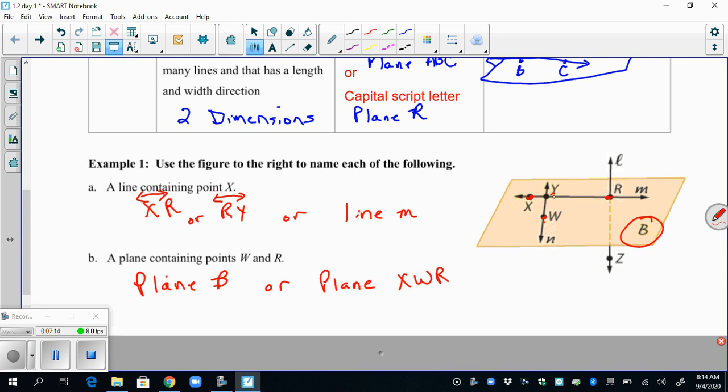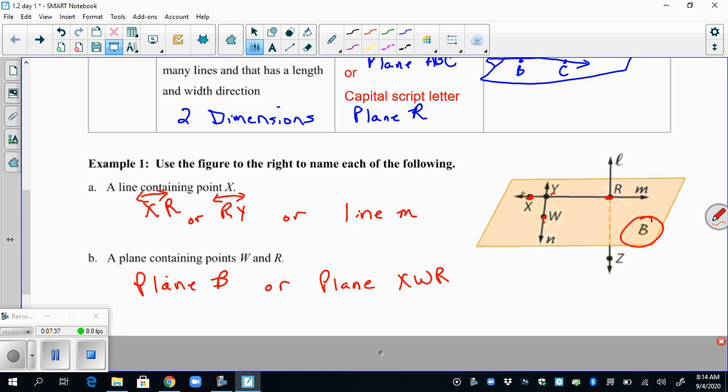I cannot call it XYR, and I'll show you during a Zoom session why I can't call it XYR. I'll do that later or next class period. If you notice, we've got a line L here. I just want to talk about what line L is doing. Line L is going through the plane.